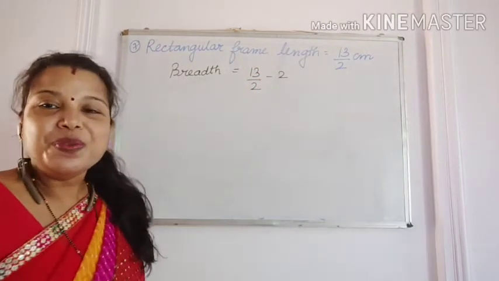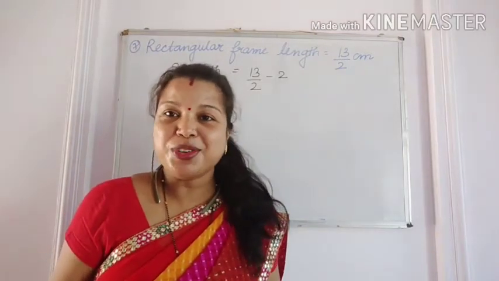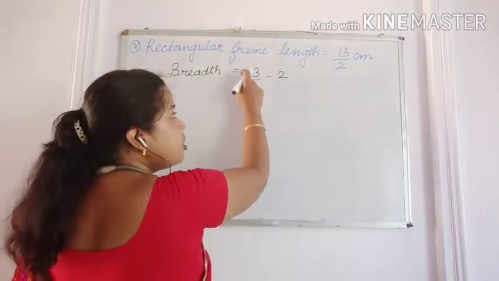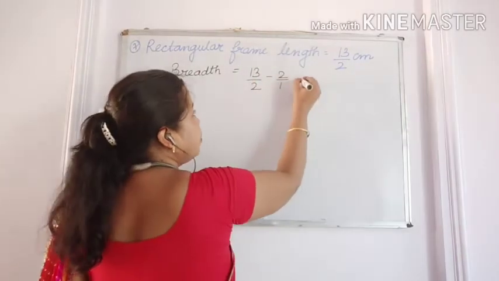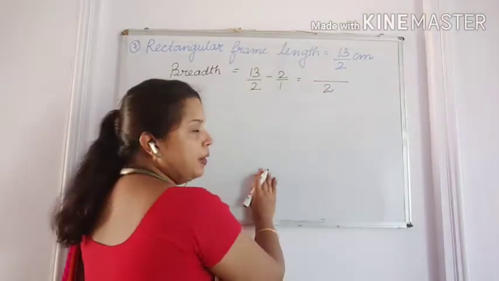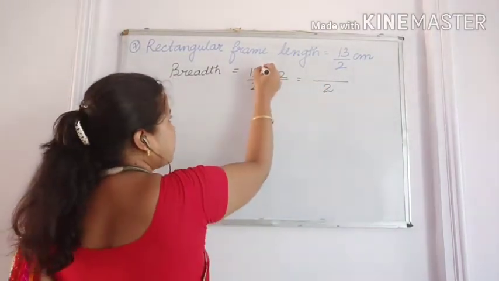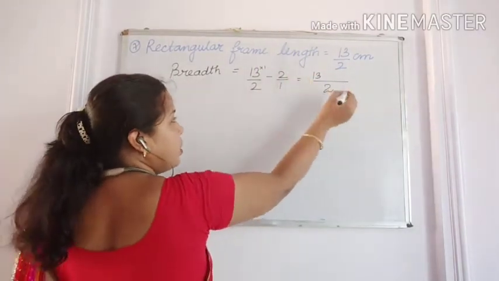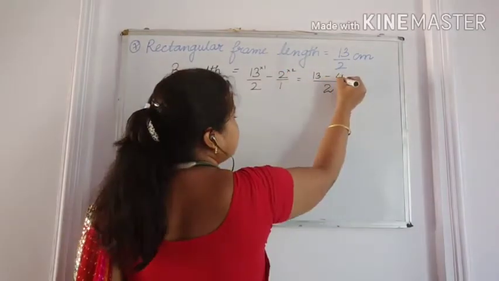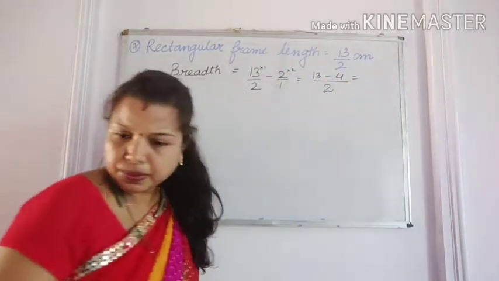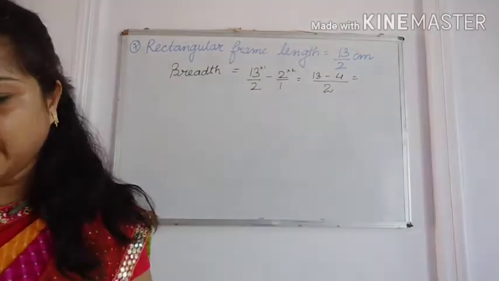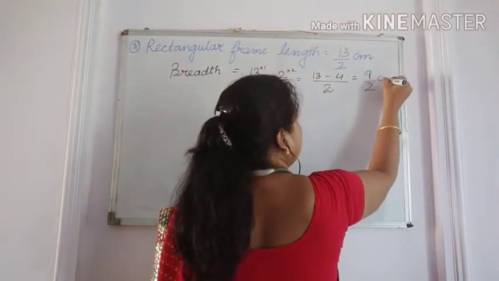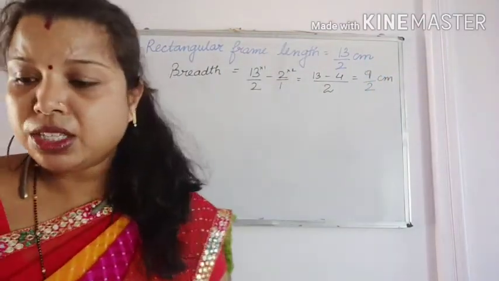बेटा, what you will do? Simply 13 में से 2 minus किया and you will write 11 upon 2. But it's not correct because here fraction value, minus sign is here, so we will take the LCM first. So 2 will be here. 2 divided by 2, 1. 13 ones are 13. 1 divided by 2, so it will be 2 here. So 2 2s are 4, minus 4. So the answer will be 9 upon 2 centimeter. That is your breadth.